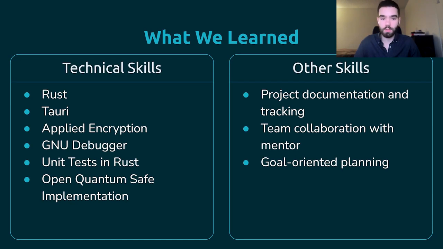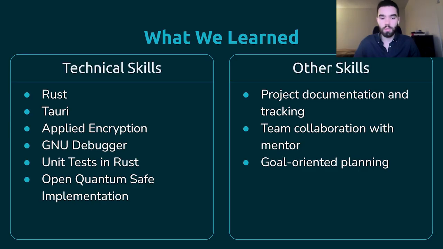Instead of only studying theory like we have only done throughout our classes, we actually implemented real encryption flows in a working system. We used the GNU debugger to inspect low-level memory and verify that our application handled sensitive data securely. We also wrote Rust unit tests to confirm all zeroization logic, ensuring passwords, keys, and shared secrets were wiped from memory correctly. In addition, we configured Open Quantum Safe, or OQS, to support quantum-resistant key generation and secure storage.